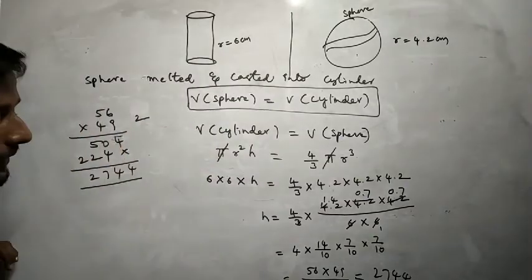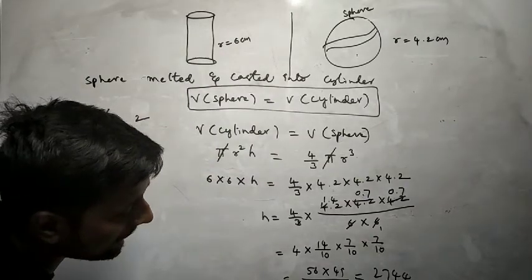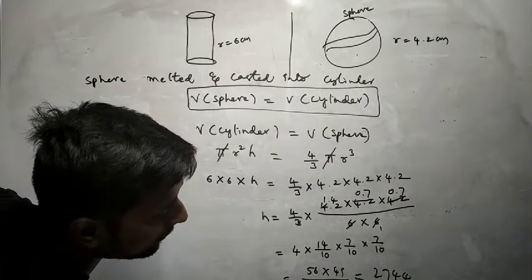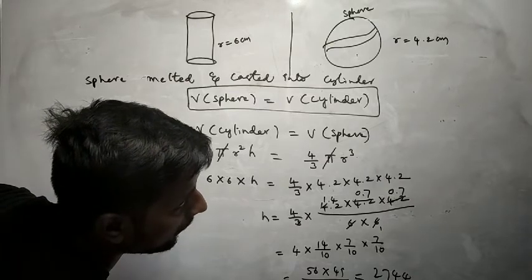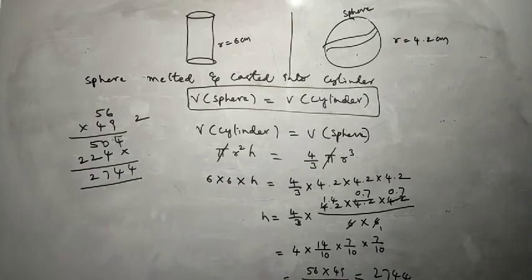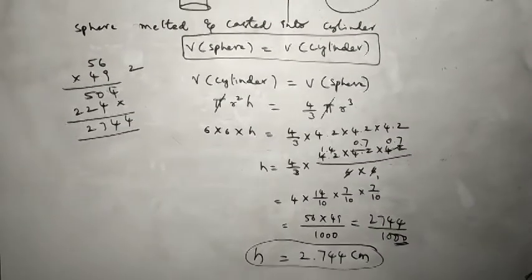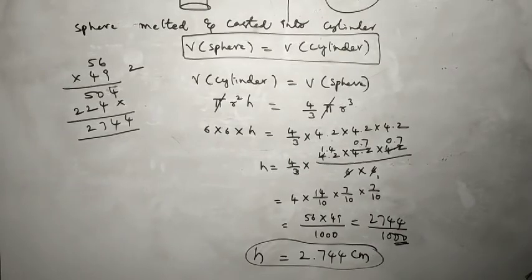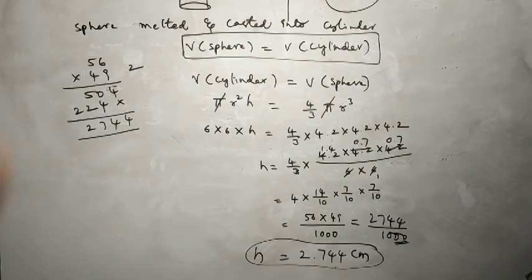So here we have 3 zeros. So simply, after 3 digits from the right side of the number, we'll put the decimal. So the height of the cylinder is 2.744 centimeters. It is the height of the cylinder. Okay, I think you understand. Thank you, have a nice day.